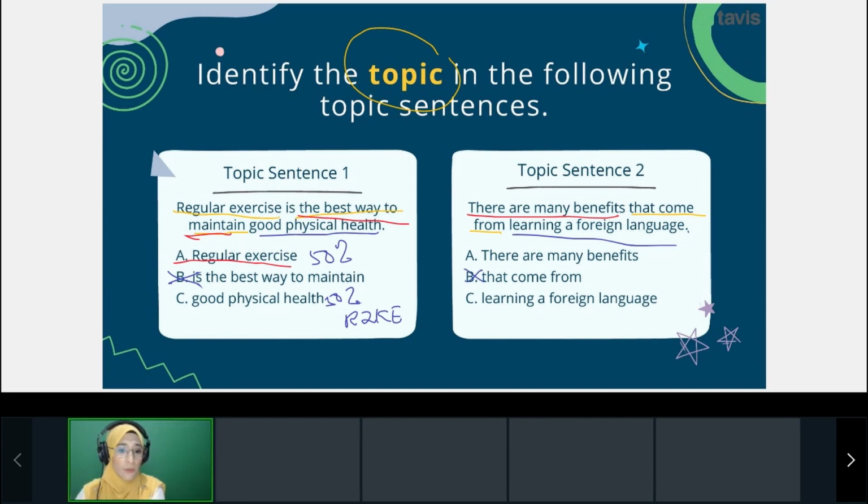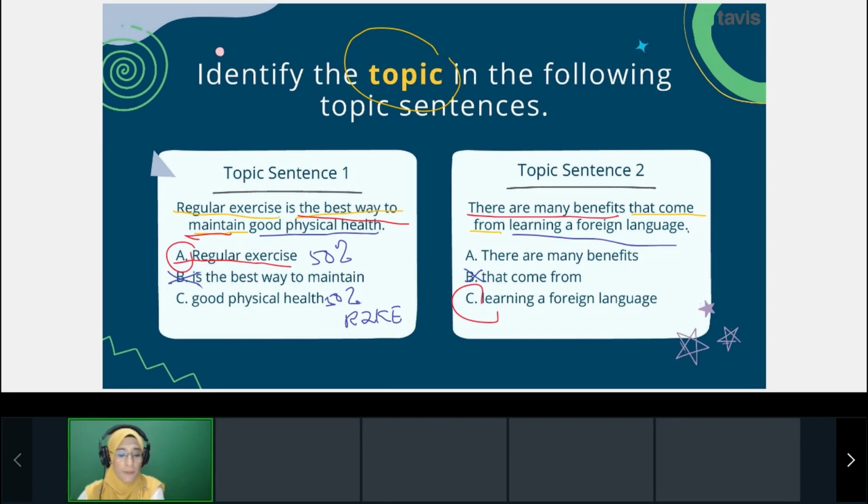We know now B is wrong, right? That come from, it's not telling you anything. So that's why we are picking learning a foreign language, because this whole topic sentence here is talking about a foreign language. So that is the correct one. We are introducing the idea of having many benefits that come from learning a foreign language. So this is the topic.